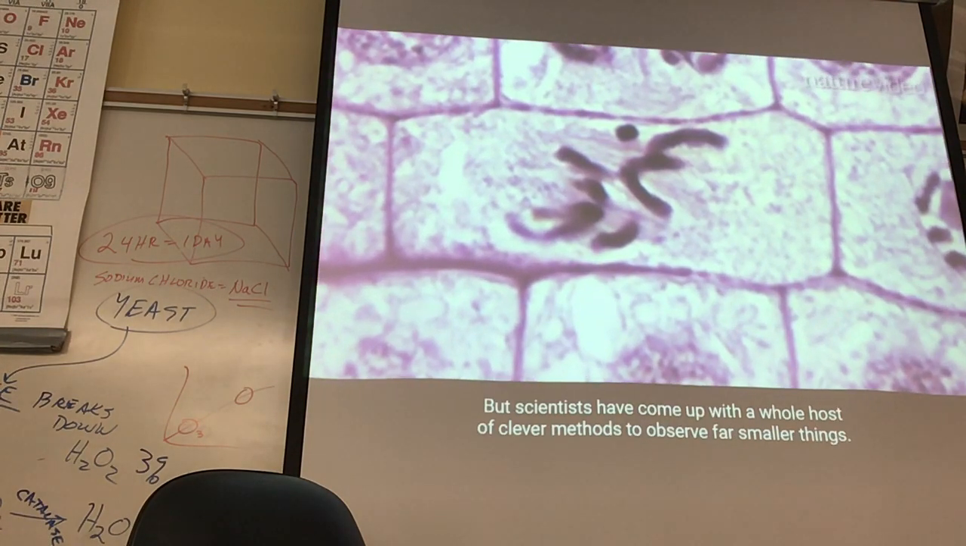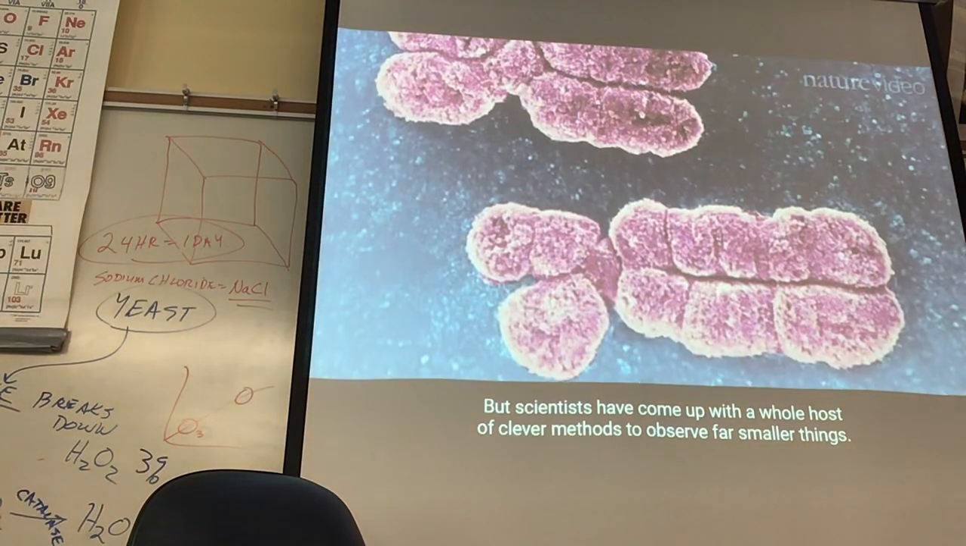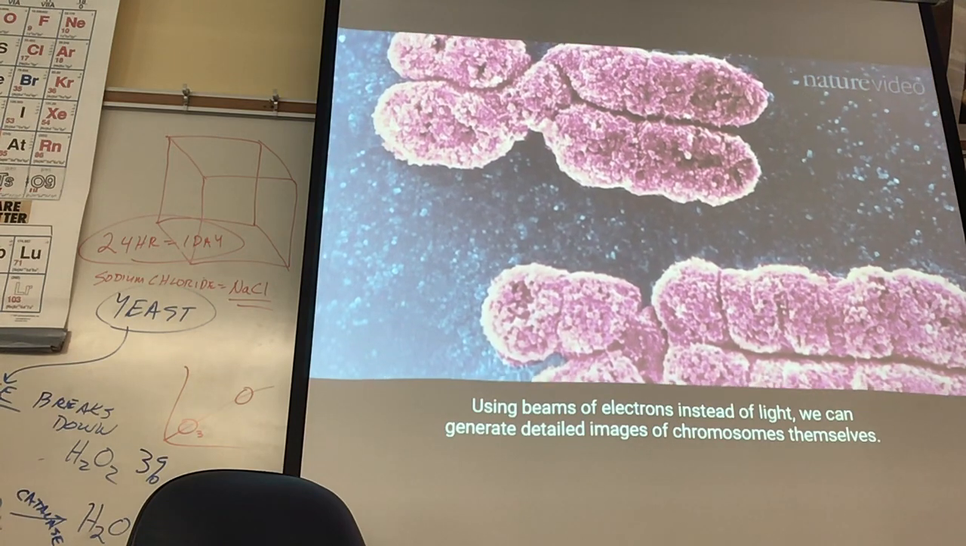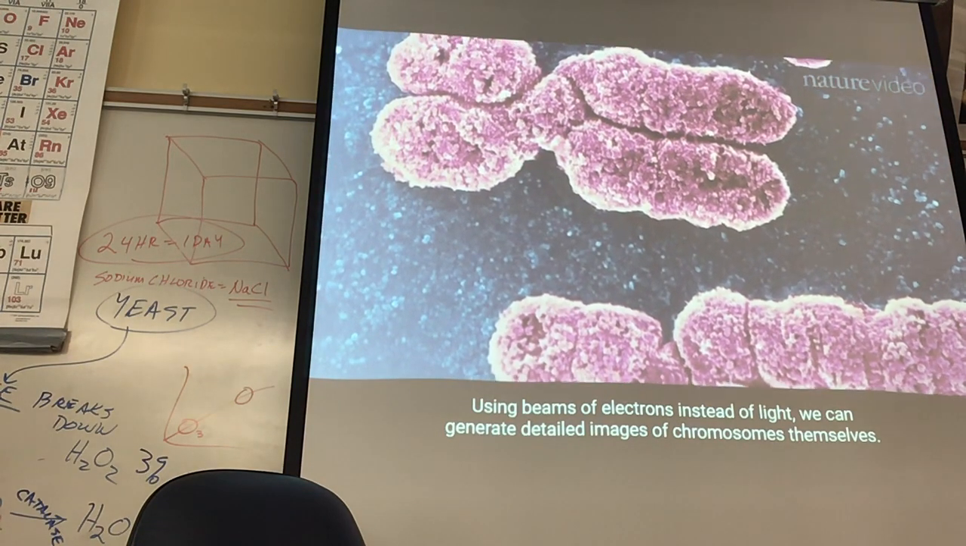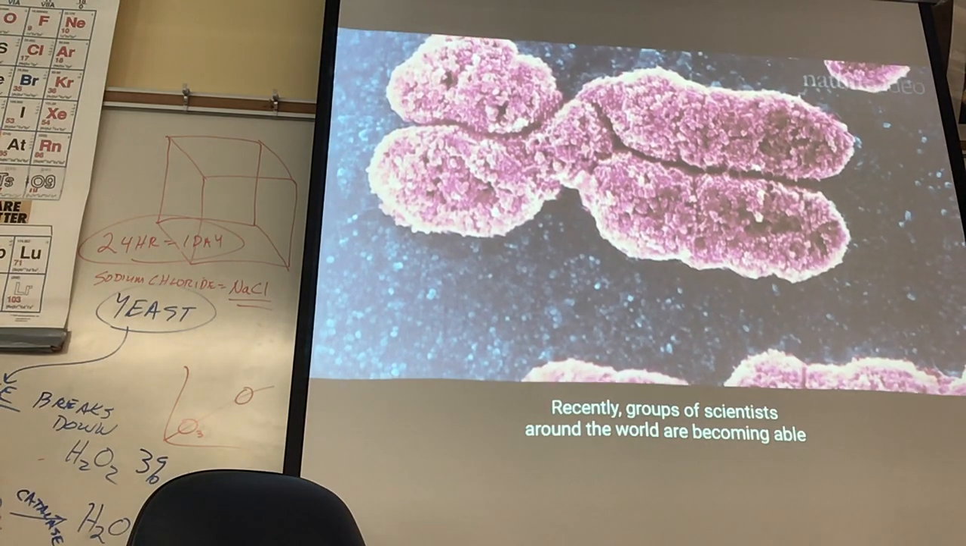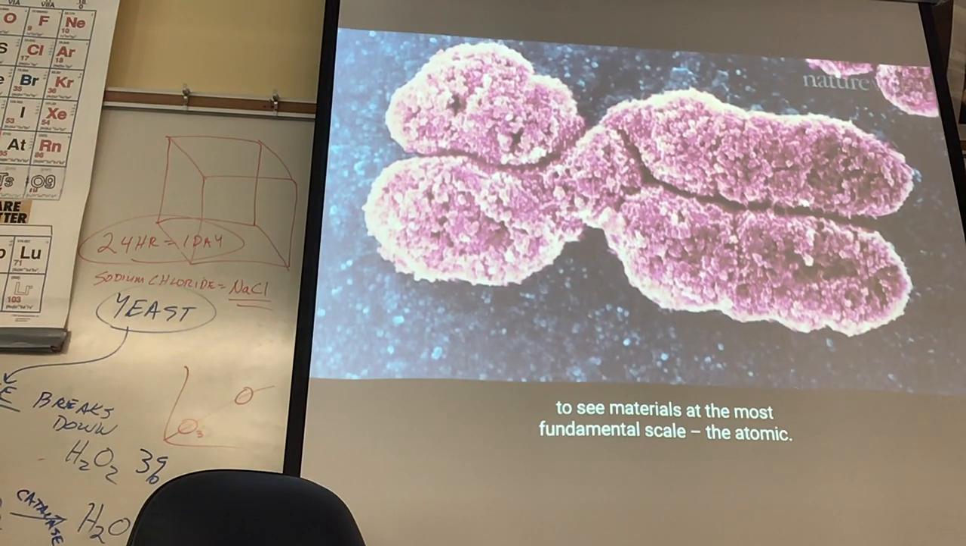But scientists have come up with a whole host of clever methods to observe far smaller things. Using beams of electrons instead of light, we can generate detailed images of chromosomes themselves. This is just an electron microscope. Recently, groups of scientists around the world are becoming able to see materials at the most fundamental scale: atomic. These are chromosomes, DNA and protein.